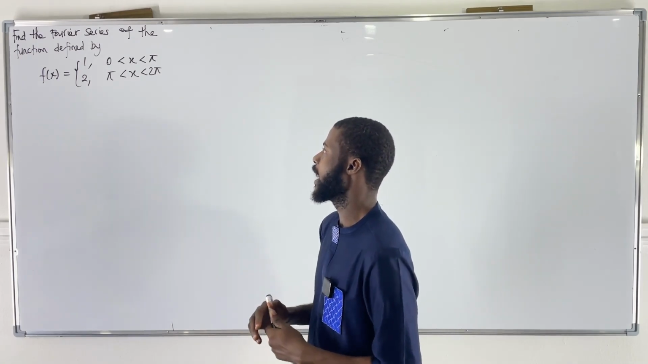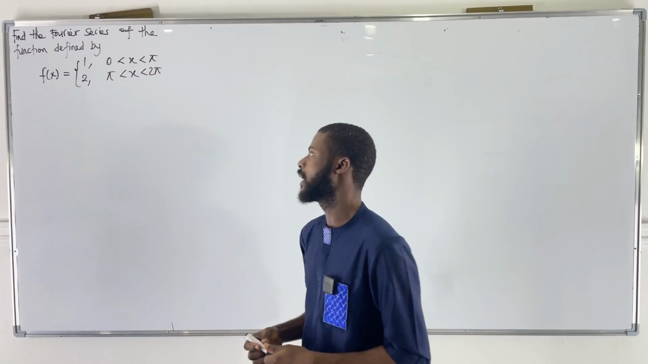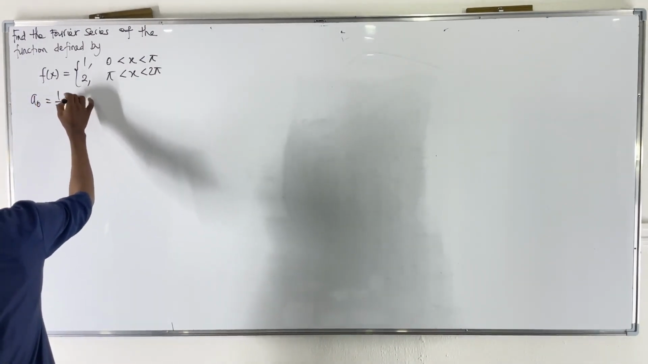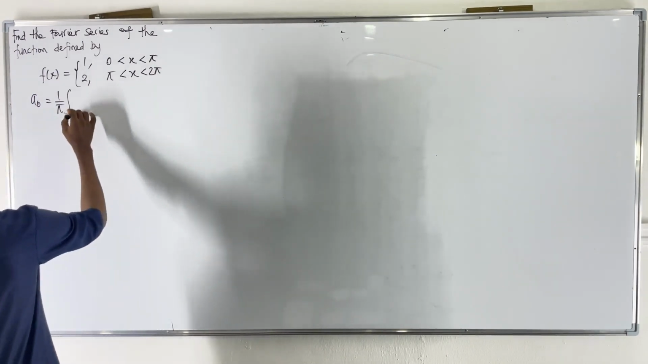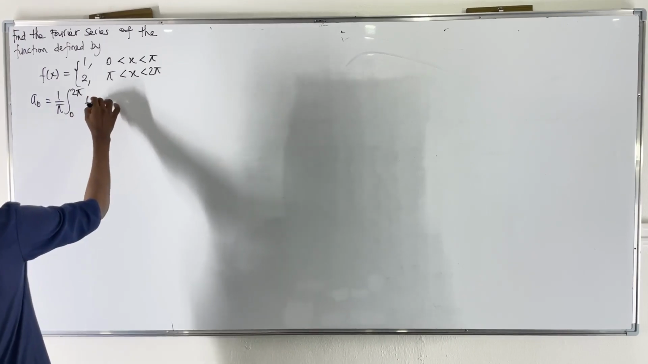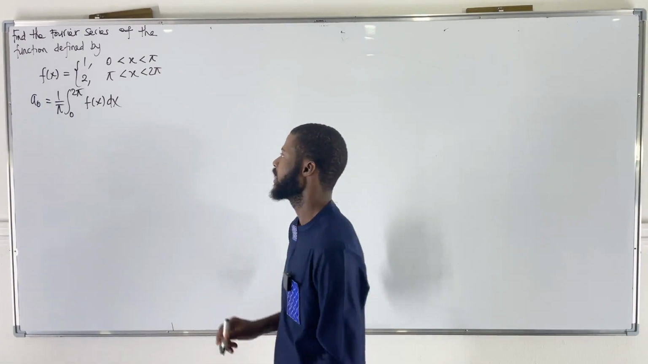Now the period is 2 pi, as we can see. From 0 to 2 pi is 2 pi, so the period is 2 pi. So we're going to say this is a naught. A naught is 1 over pi integral from 0 to 2 pi, because that's our limit, of f of x dx. That's what we're going to be getting.